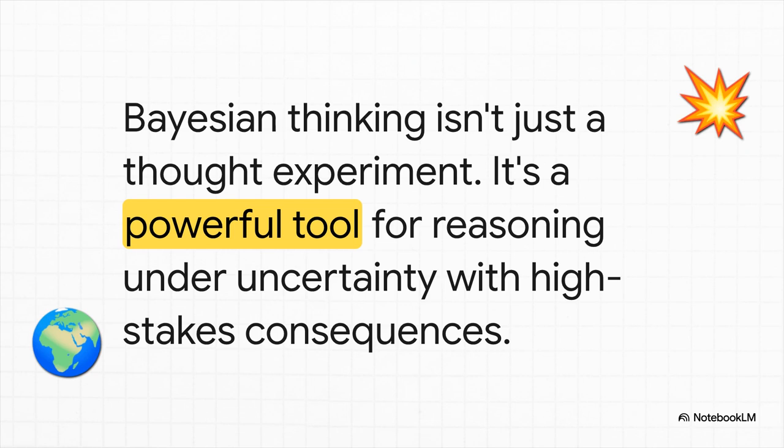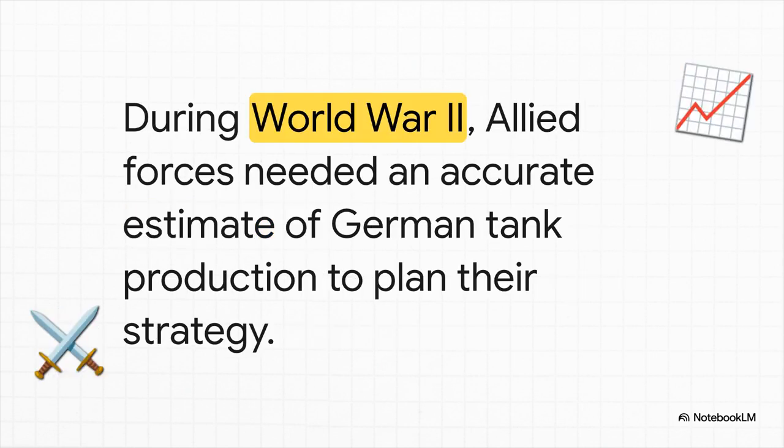Now, you might be thinking this is all fun for solving little puzzles with candy, but this way of thinking is so much more than that. It's a seriously powerful tool for dealing with uncertainty, and it has had real, high-stakes consequences. It has literally changed the course of major historical events. Let's go back in time to World War II. The Allied forces had a huge problem. They absolutely had to know how many tanks the Germans were churning out. Their entire strategy depended on it. If they got that number wrong, the consequences could be catastrophic.